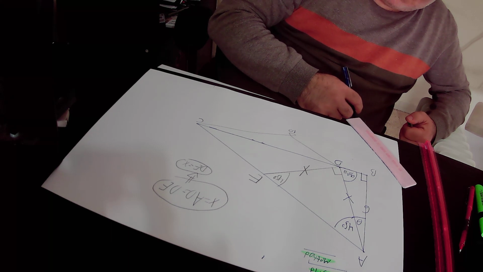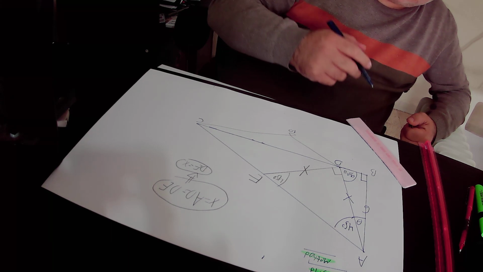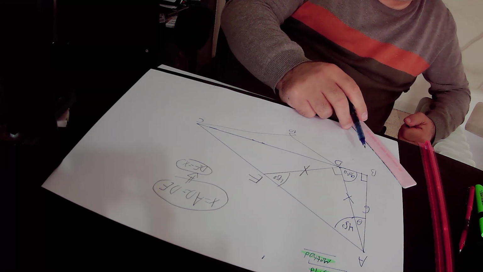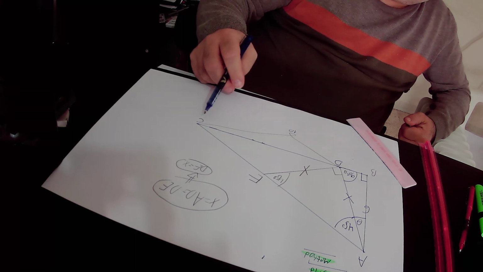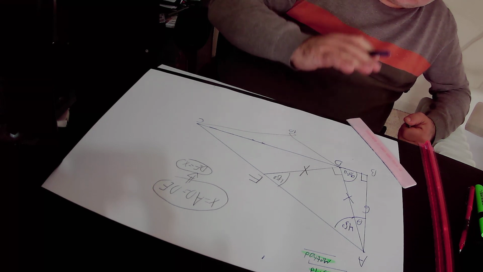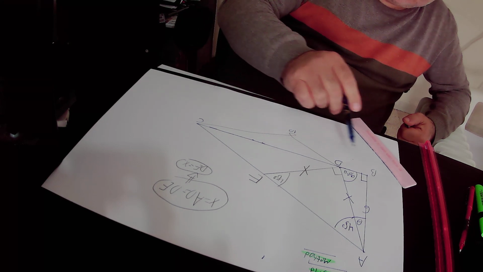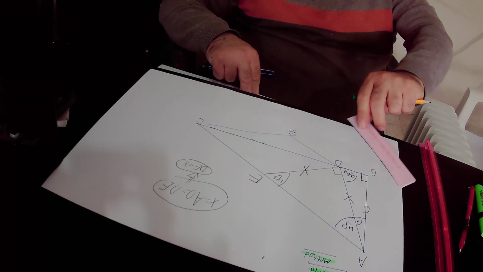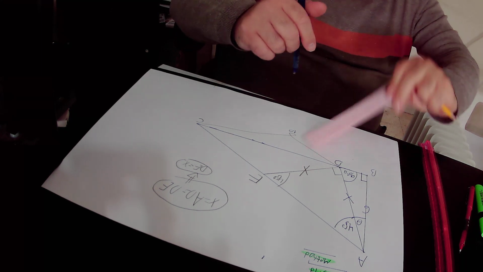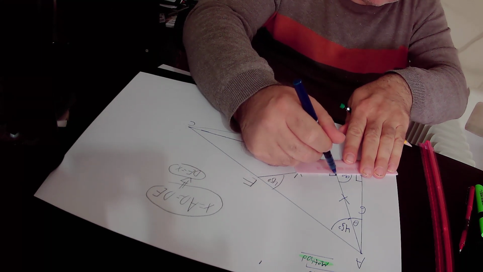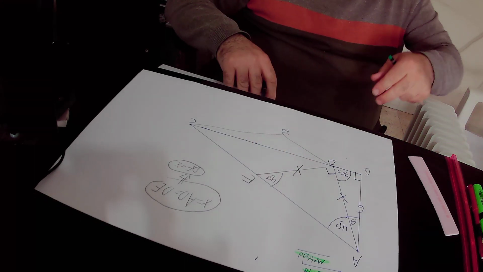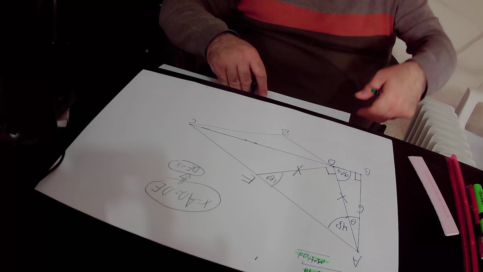And we know that triangle ABC is a right triangle, therefore BC is one side of the right triangle ABC, therefore BC is absolutely a straight line. BC is a straight line. Can I write down that BC is a straight line? Line segment BC is a straight line because it is one side of triangle ABC.